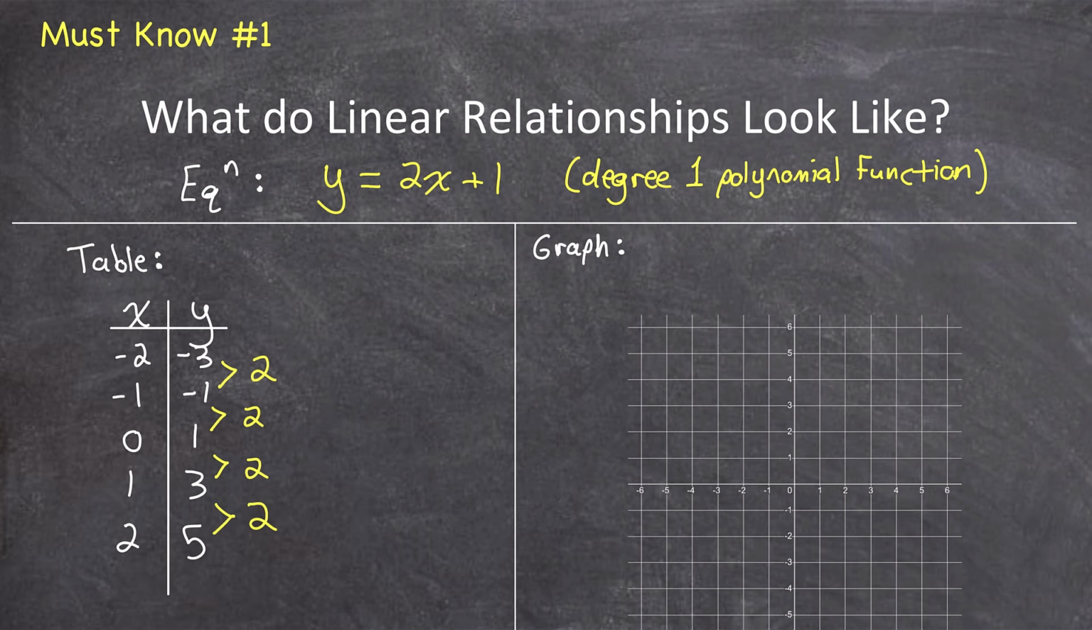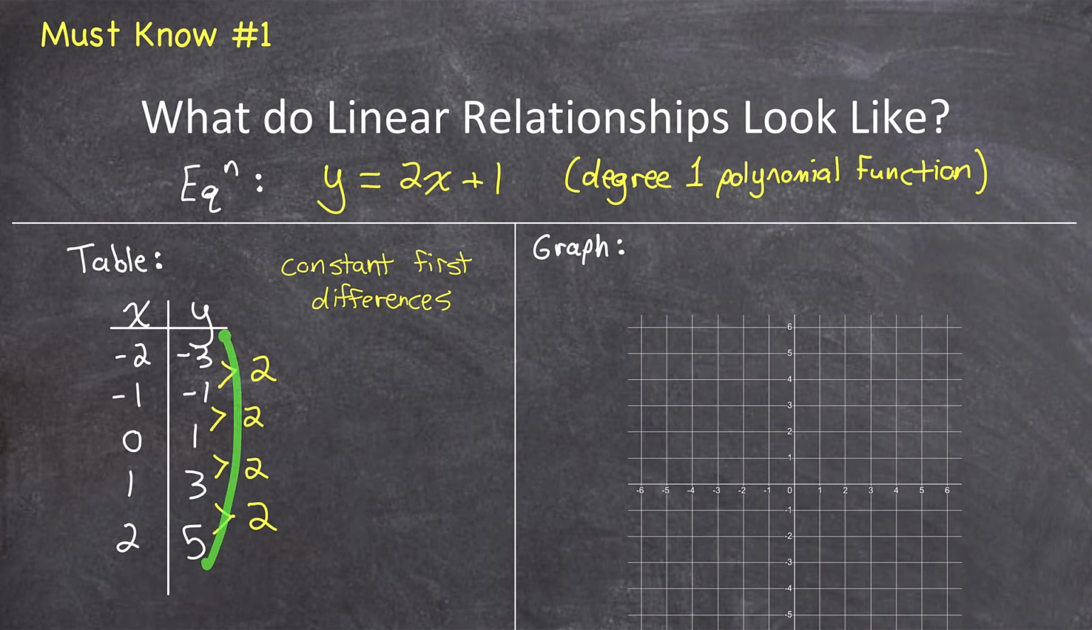So that tells me as the x values are increasing by 1, the y values are increasing by 2. Because they're increasing by a constant amount, I know it's a linear relationship. All linear relationships have constant first differences.